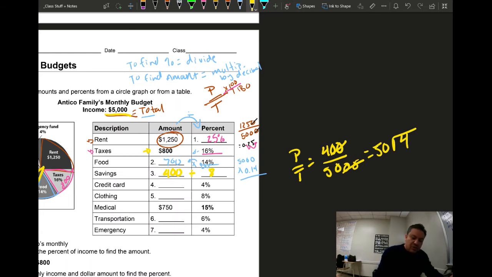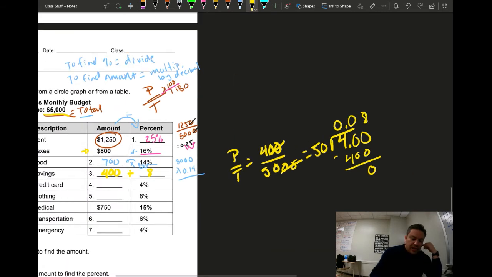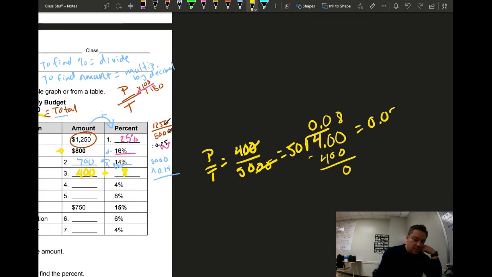50 doesn't go into 4, so you put a 0. That's a decimal, a 0, bring the decimal up, add another 0, because 50 doesn't go into 40. So you add another 0, 50 goes into 400 8 times. 8 times 50 is 400. When you subtract, you get 0. So you get 0.08. But don't forget to move the decimal 2 places to the right to convert that into a percent. 1, 2, and it's right there. So this is 8%, which is the number that I found right there.